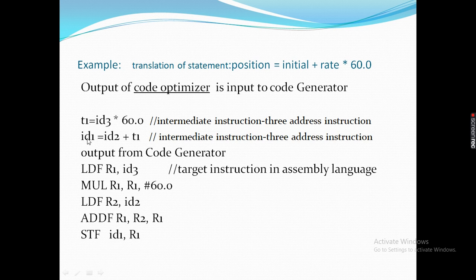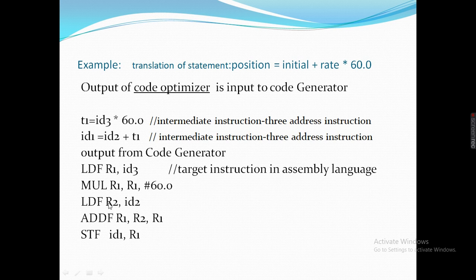Next, to translate the second intermediate instruction, we have selected these three instructions from the instruction set: LDF, ADDF and STF. See how we translate. Let us translate the second instruction. The value of ID2 we have to load in register R2. For that, choose the LDF instruction: LDF R2, ID2.